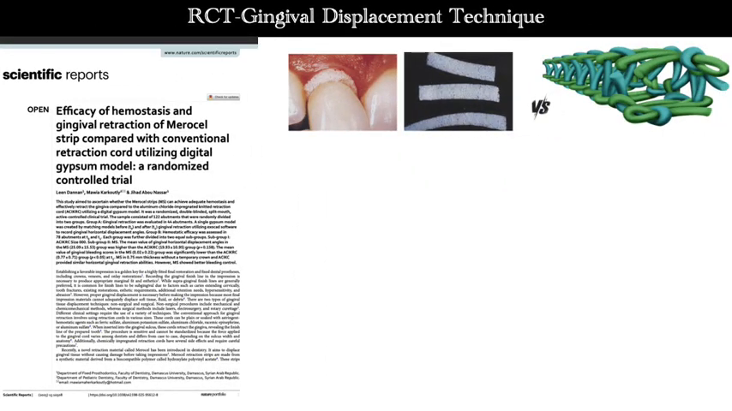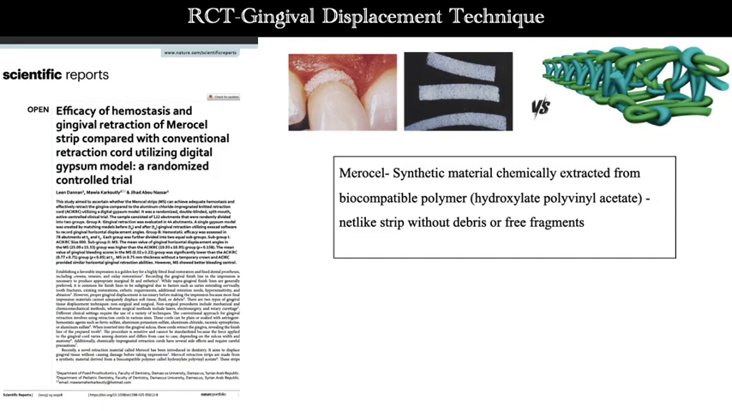Now, this is a randomized control trial. This study is published in Nature Journal. I'll speak more about it and why I've chosen this study for this presentation. Here in this study, they have used merosyl strips. Merosyl strips are nothing but a synthetic material chemically extracted from a biocompatible polymer. It's a net-like strip without debris or free fragments.